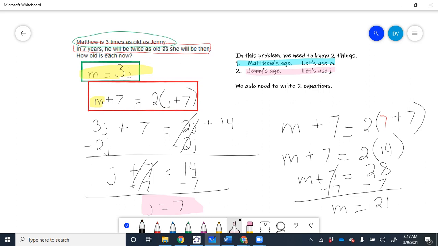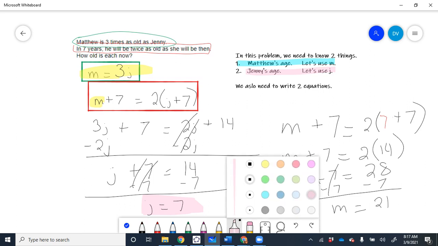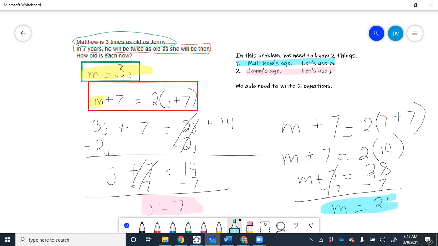I'm going to highlight that with blue because that's what we said was going to be Matt's age. You don't have to use colors. Remember we set it up here on the top? So those are our two answers, and I don't remember which order the blanks were in, but you want to make sure you put the 7 next to Jenny's age, and the M is 21, so put the 21 next to Matt's age when you write those answers in the box.